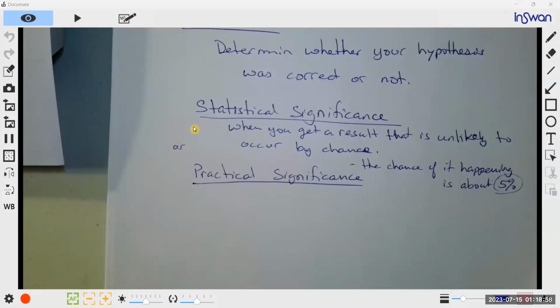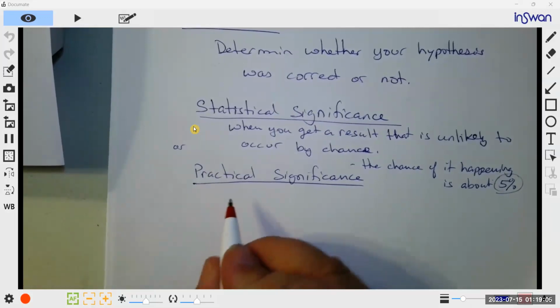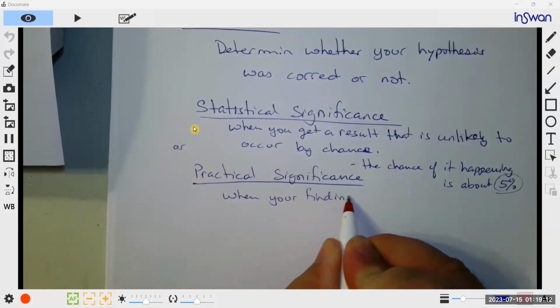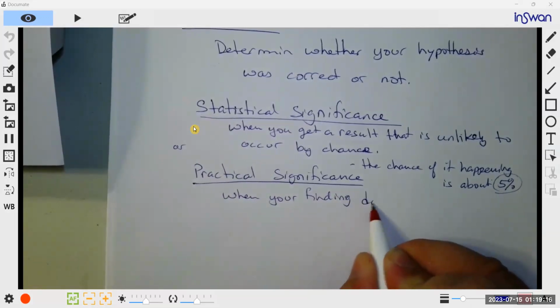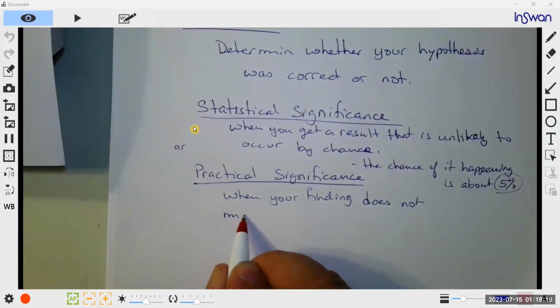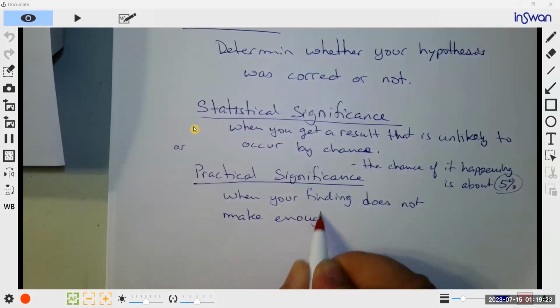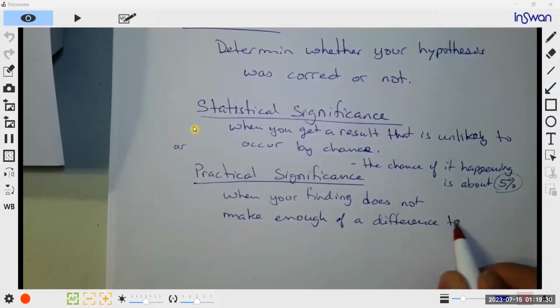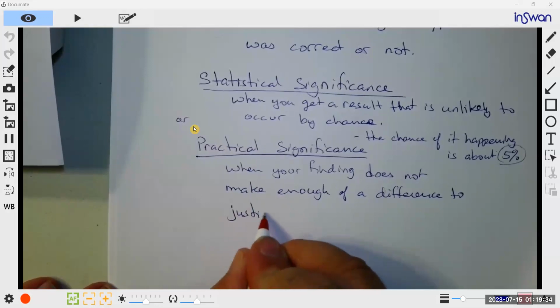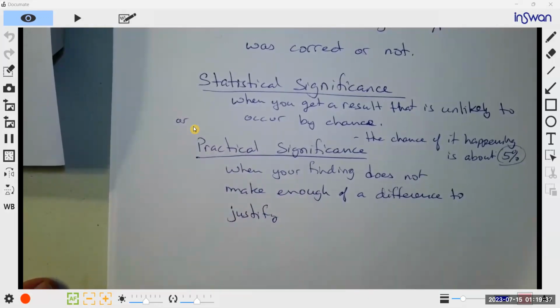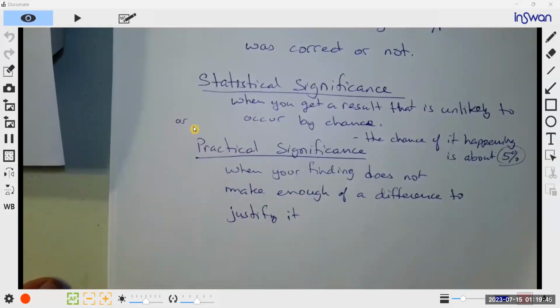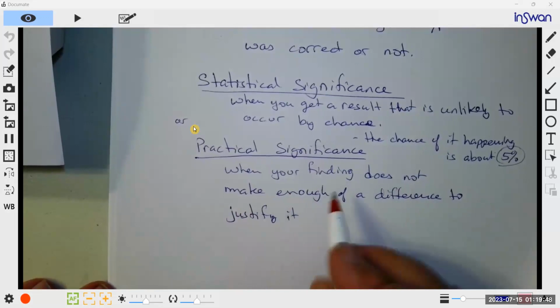Practical significance is when your finding does not make enough of a difference to justify it as being practical.